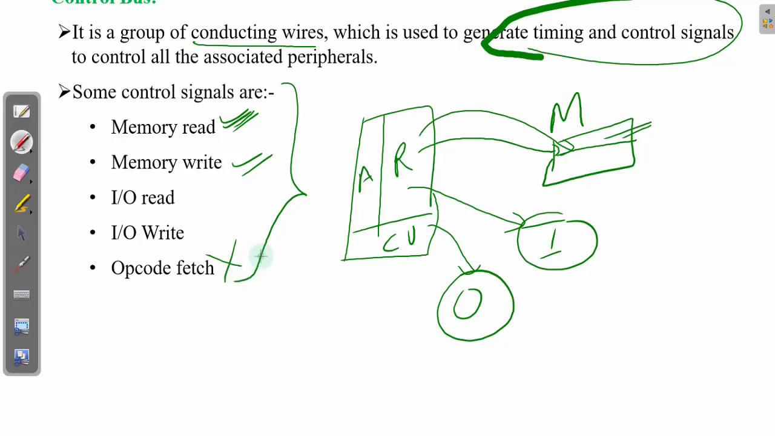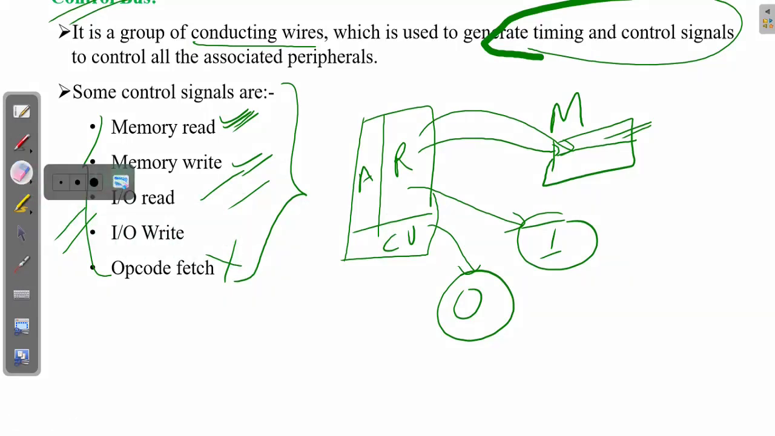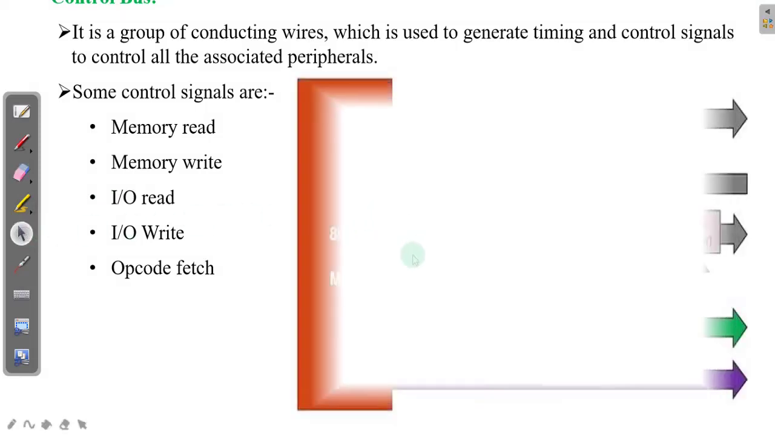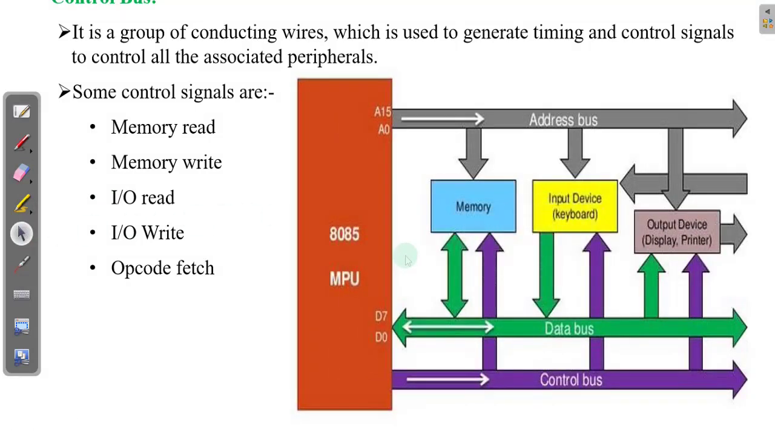I just wanted to make you understand only one thing, that these kind of signals are there, and these are called control signals, and control bus is responsible for delivering these kind of signals. I feel that you might have understood. Now if you have understood, quickly I'll show you a very interesting diagram where you will see all the buses together.